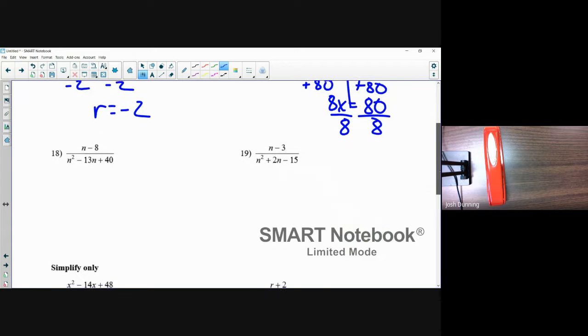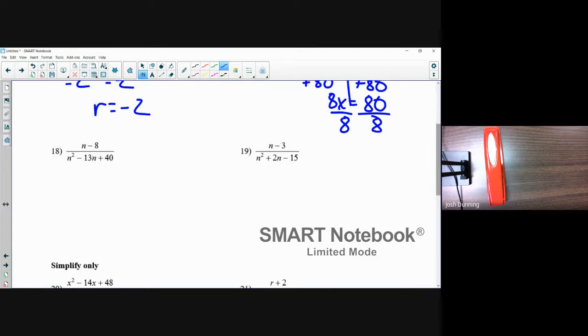Numbers 18 and 19, again, set the bottom equal to 0. But this time, you've got to look at that and say, hey, that's got the variable squared. So this isn't where I'm going to minus 40, then try to divide. That won't work. Like we just did on the last page to solve an x squared equation or n squared or whatever, factor.